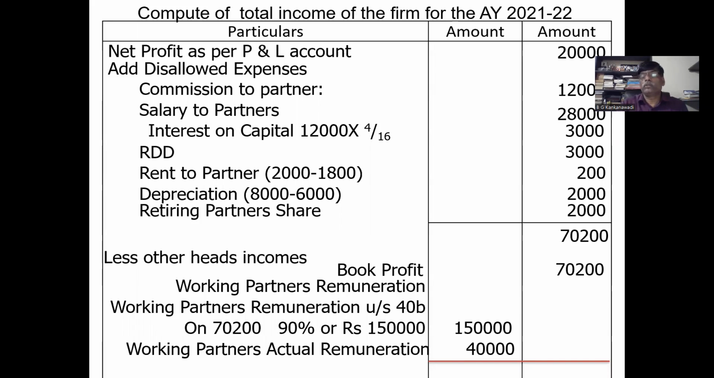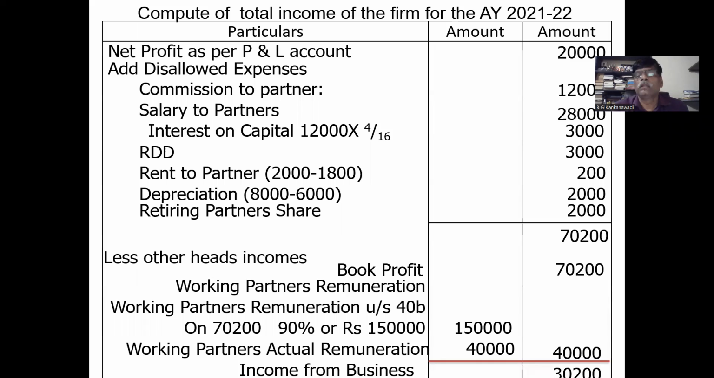Out of these two, whichever is less is allowable. 40,000 is working partner remuneration. You deduct 40,000, balance is 30,200. 30,200 is called income from business. Income from business. Okay. So income from business is 30,200. And nothing else is there.